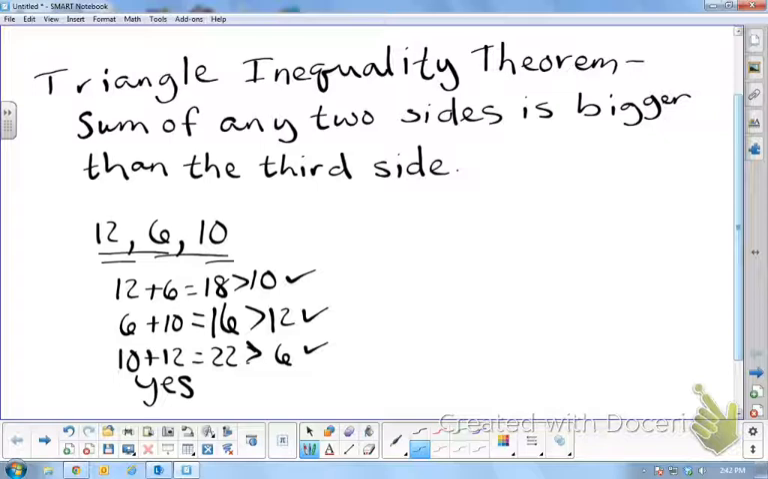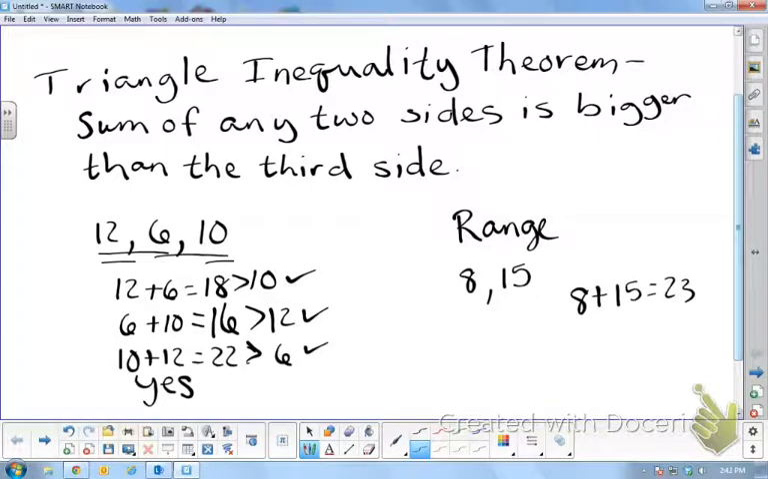Also with that, we talked about the range of the sides. If I'm just given two numbers, say we have 8 and 15, we would find the top end of our range by adding these two numbers together. That's the biggest I could be without actually hitting 23. I could be 22.5 or 22.9. I can't actually be 23 itself.